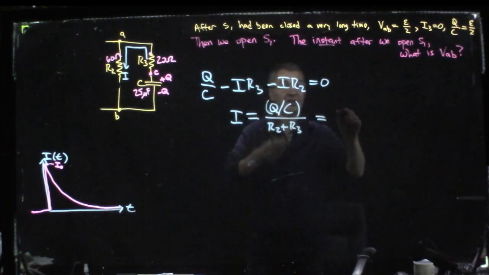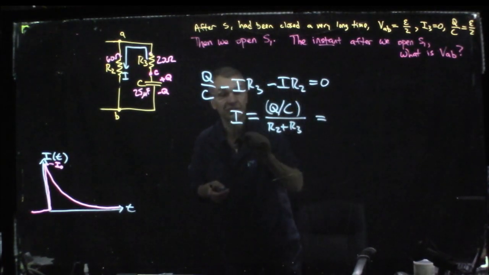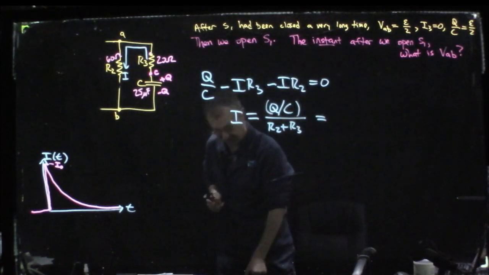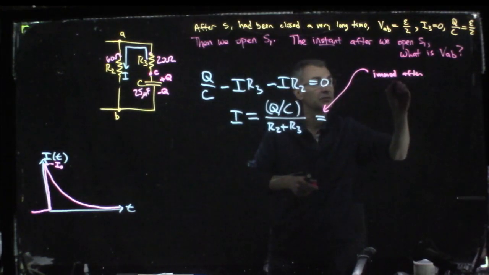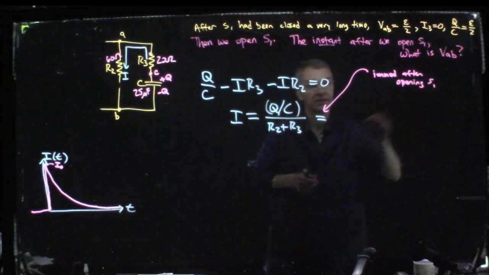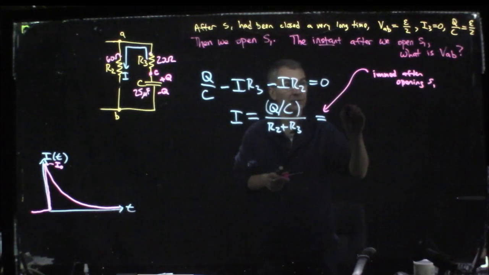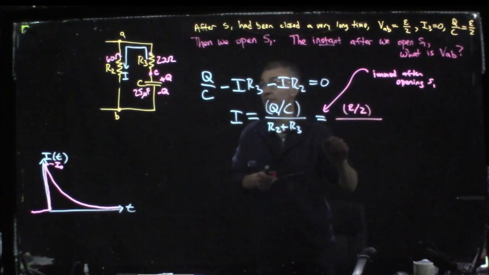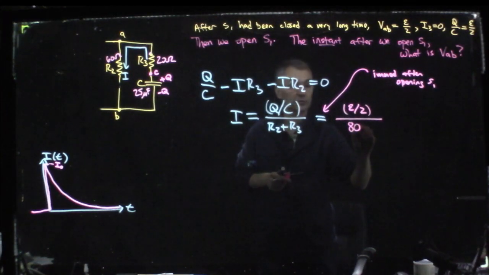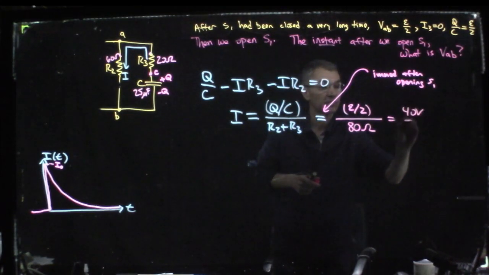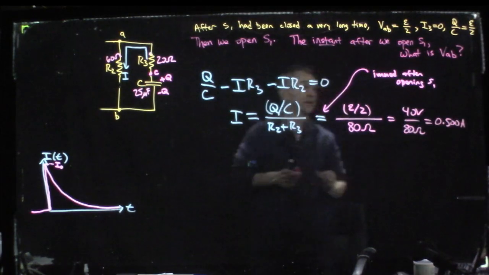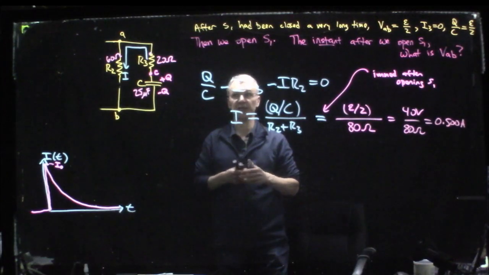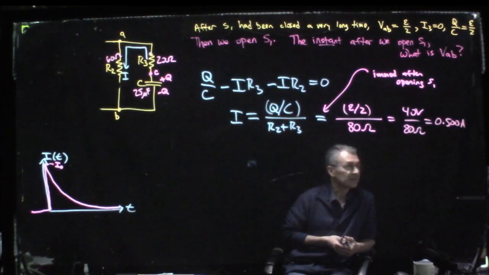Okay, so this Q over C, its initial value, immediately after opening the switch, is going to equal the battery voltage over 2. And then the sum of these two resistances is 80 ohms. So that's 40 volts over 80 ohms. So that is a half amp, 0.500 amps to our standard 3 significant figures. So that was, oh, that's not the answer yet, sorry.